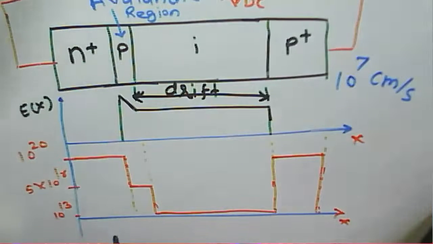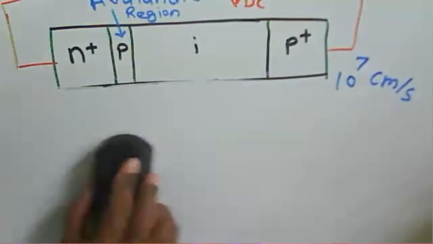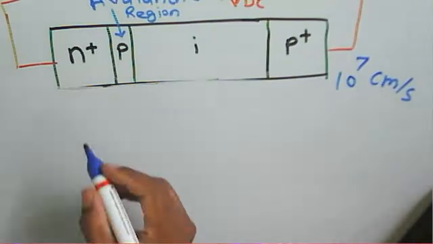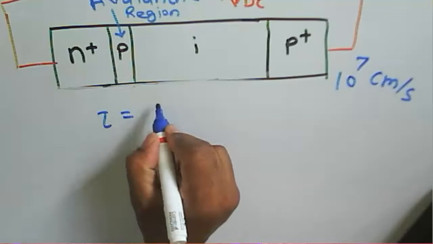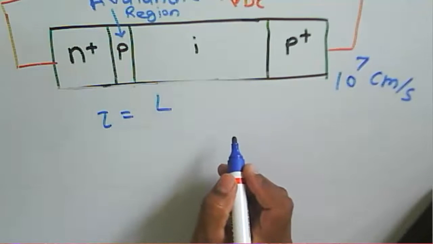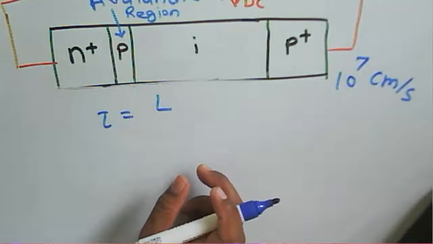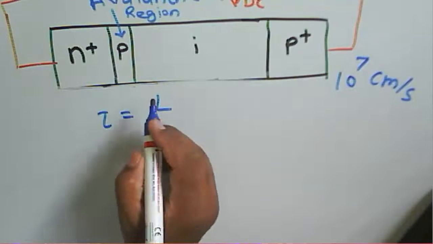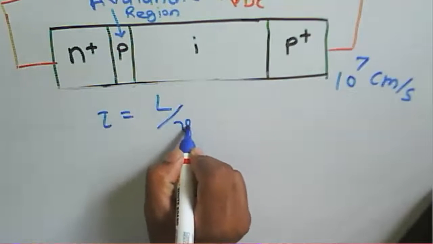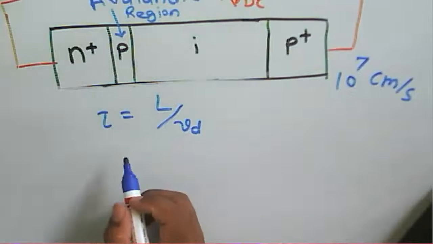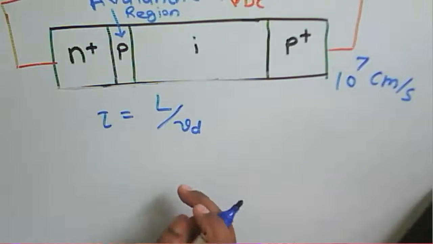That is about the drift velocity, and the transit time can be expressed here. Transit time will be expressed in terms of the length of the drift region we are considering, and the drift velocity. This way we will get the transit time.